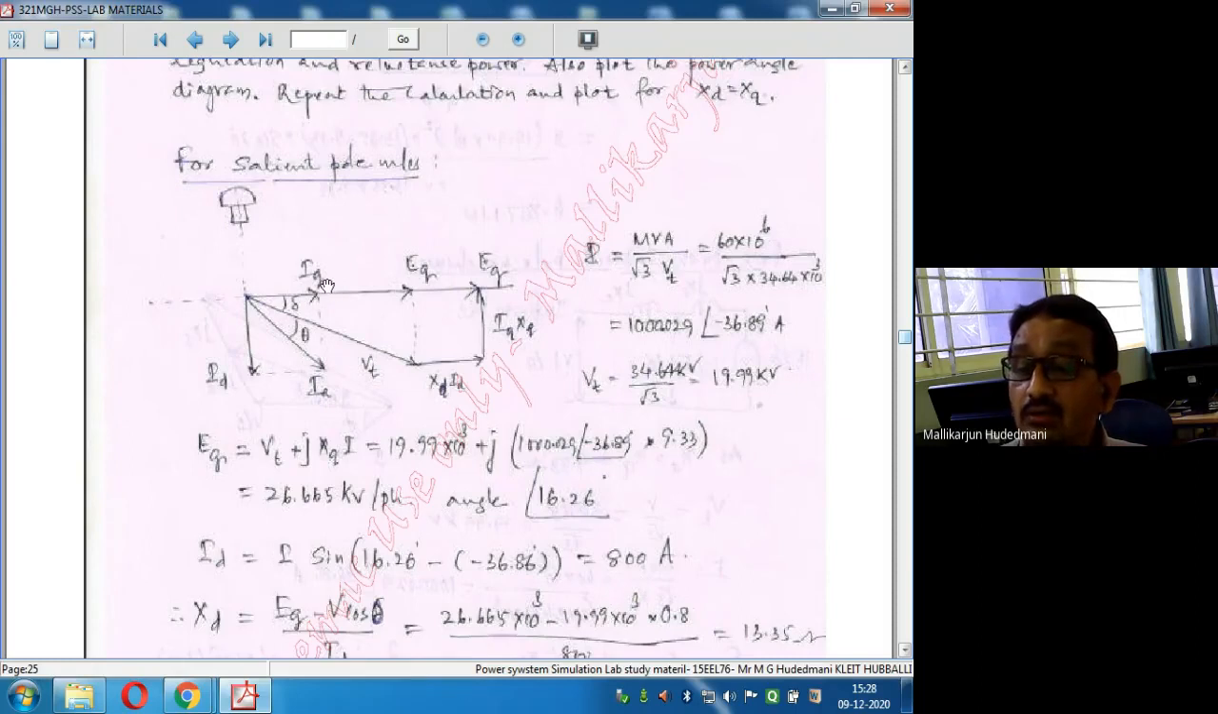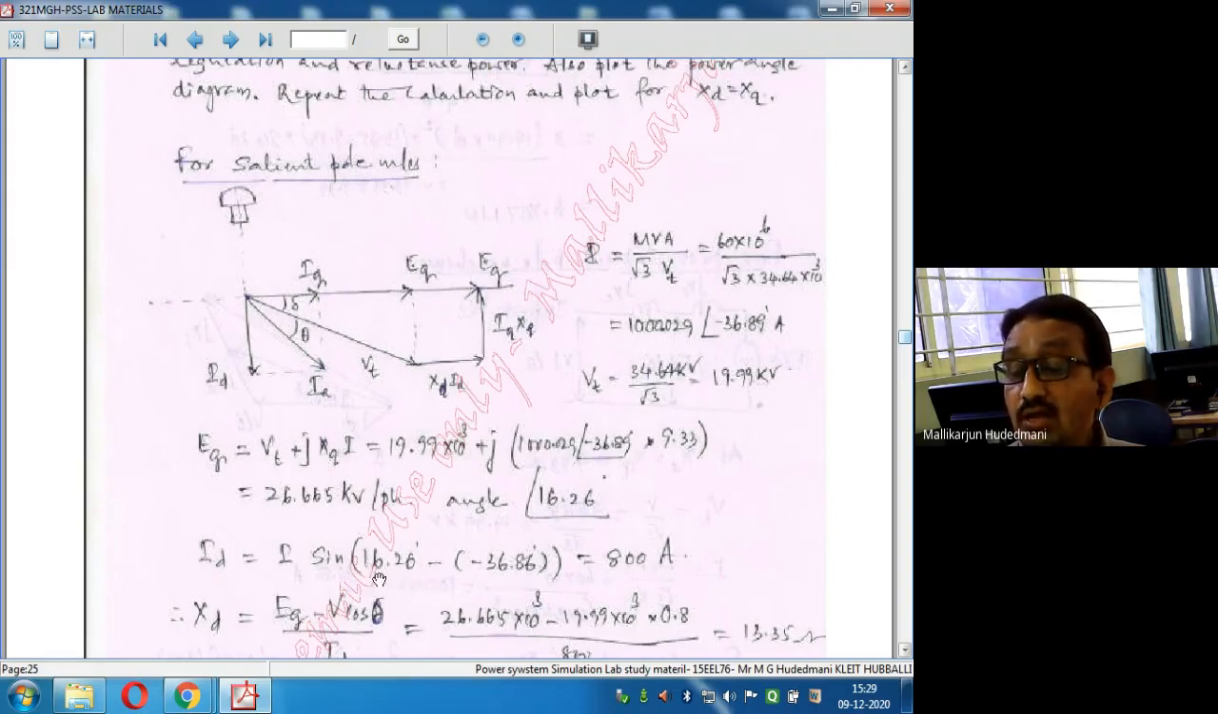Similarly, if I want IQ, what should I do? IQ equals I, but instead of sine, I should use cosine. When I use cosine, this vector becomes projected to the horizontal axis. That is nothing but the projection of IA along the quadrature axis, whereas the projection along the direct axis is what I have taken here. So ID I could get.